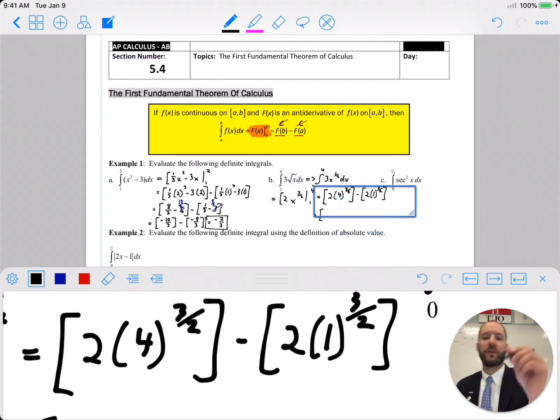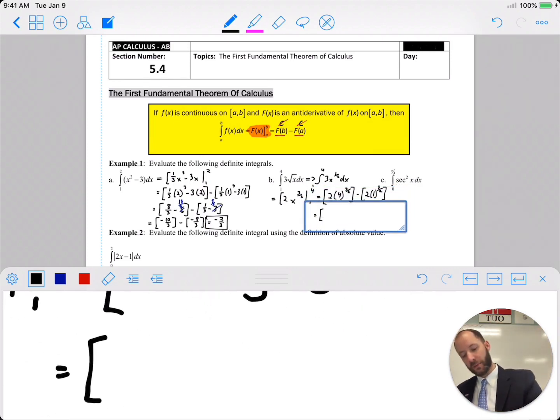So 4 to the 3/2: the denominator, so square root of 4, is 2. Then raise to the numerator, a power, to the third. So square root of 4 is 2, then 2 to the third is 8. 8 times 2 is 16.